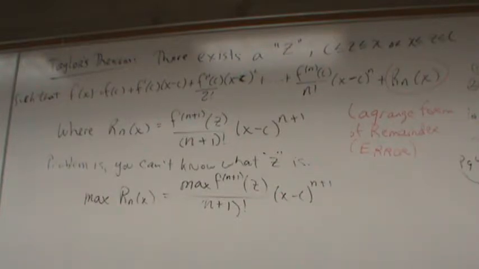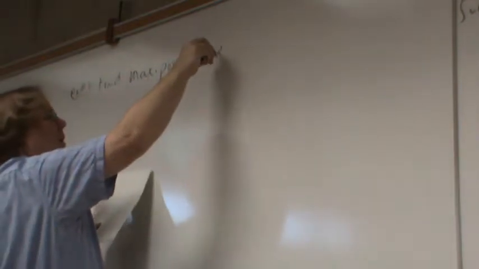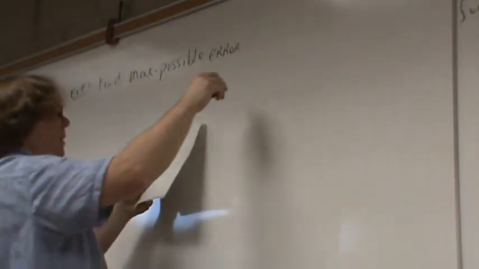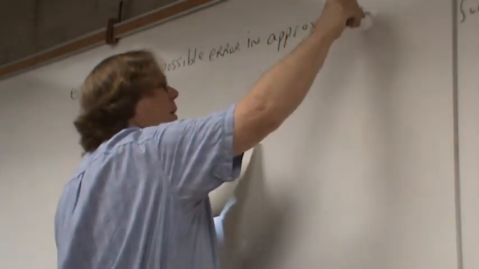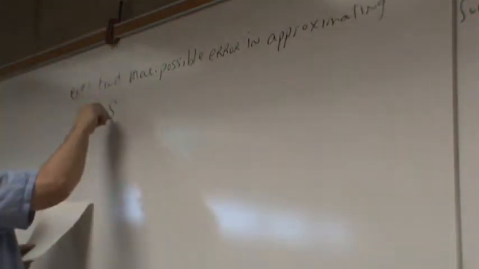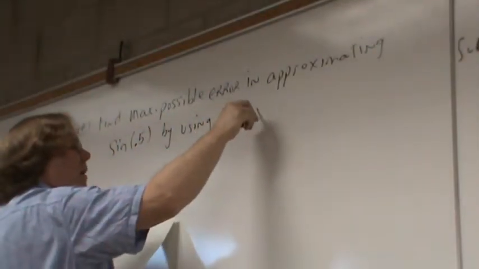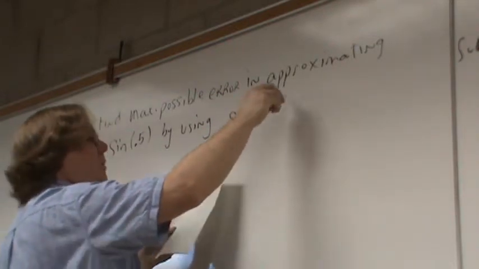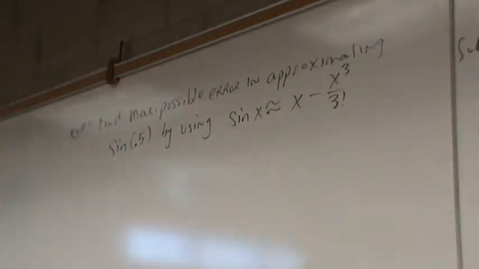Example number 1. Find the maximum possible error in approximating sine of 0.5 by using sine of x is approximately equal to x minus x to the 3rd over 3 factorial. Please write that down.